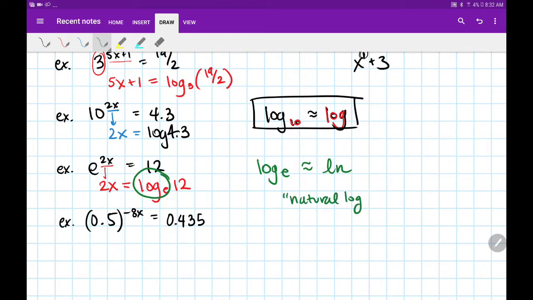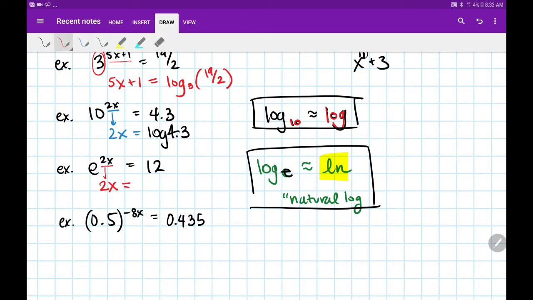And the reason for that is that e is one of those special numbers that just comes up so frequently in physics and calculus and economics and higher level math. So e is a special number that comes so frequently, we've actually given it its own name. When we have log to the base of e, we just call it natural log. So instead of writing 2x equals log base e of 12, our final answer will simply say 2x equals natural log 12. Natural log means log base e.